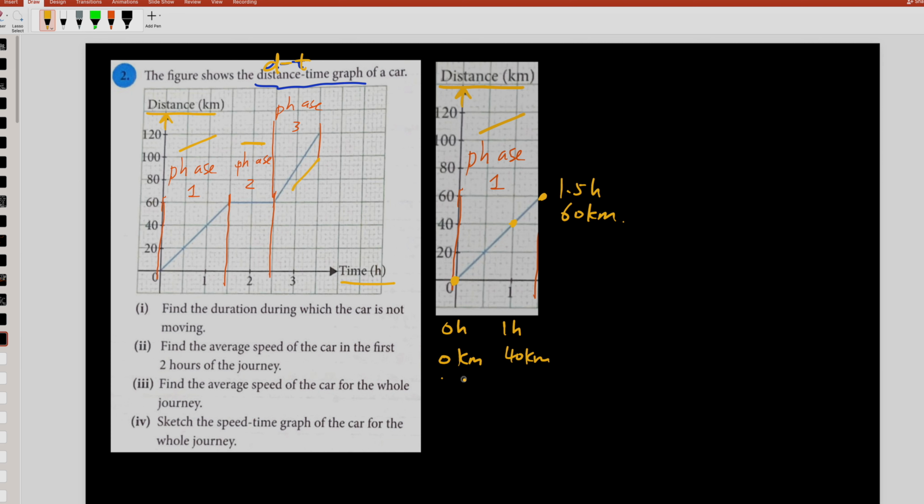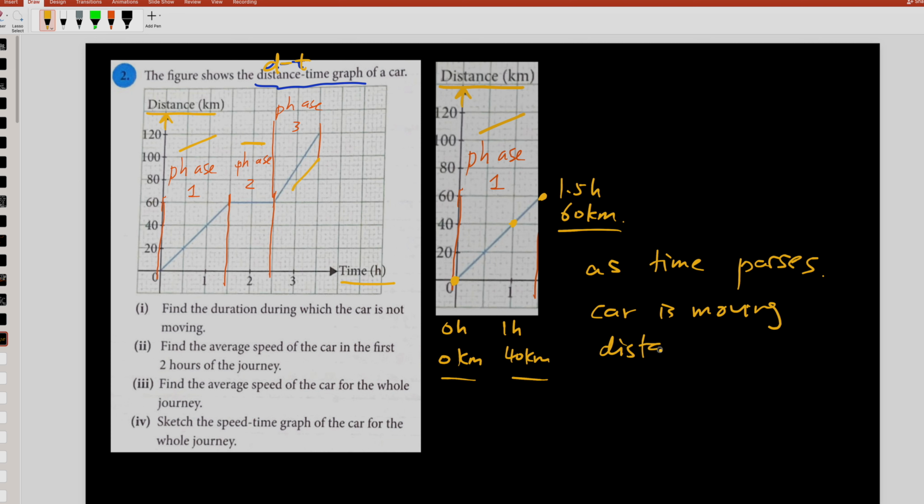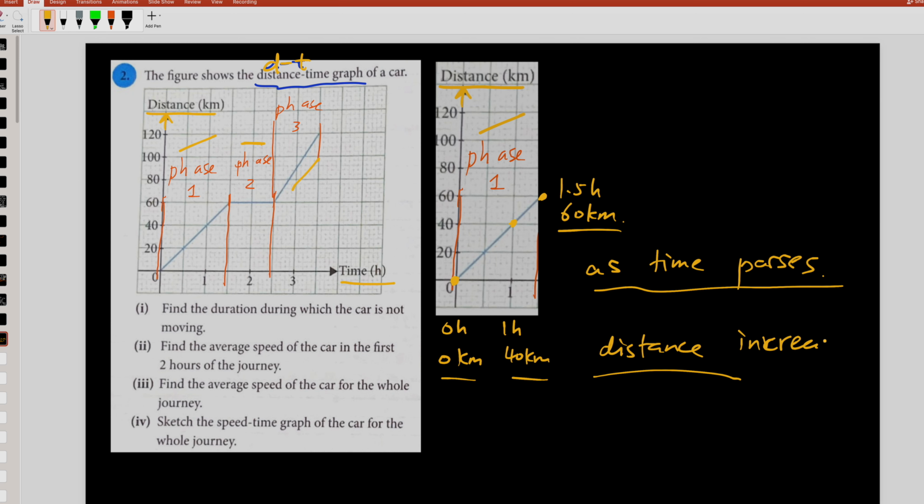I think all these points tell you that as time passes, the car is moving, right? Why is it moving? Because as time passes, the distance also increases. Can you see? 1 hour is 40, 1.5 hours, 60 kilometers. So basically, when time passes, the distance increases. Therefore, it means the car is moving, right? Am I right or not? So by the way, when you read that as time passes, the distance increases, this basically shows that the car is moving, right?